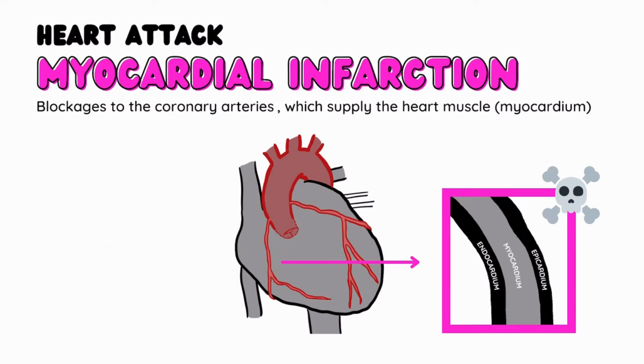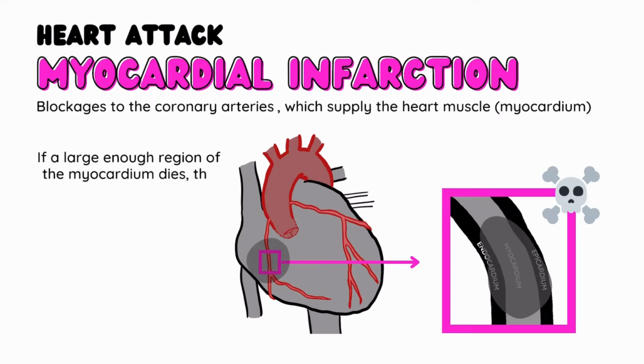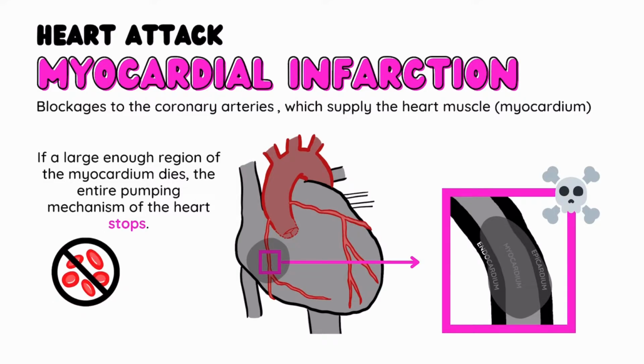Therefore, if a large enough region of the myocardium dies, the entire pumping mechanism of the heart can stop, which may lead to a lack of blood flow to the organs, and the person can even die. However, MIs do not necessarily lead to death. In people who survive MIs, the infarcted portion of their myocardium undergoes post-MI tissue modifications.